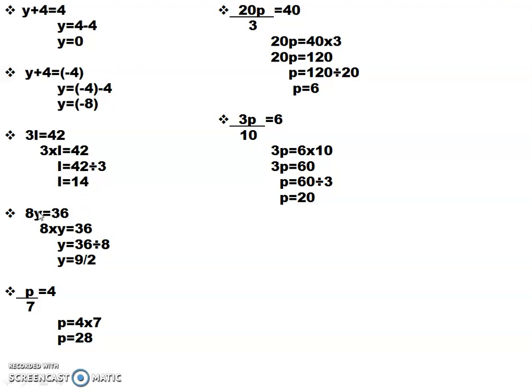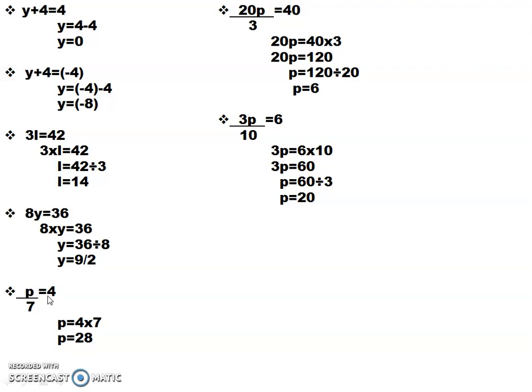Now one more example. 8y. What do you mean by 8y? 8 into y. 8 into y equal to 36. Don't read it as xy. It is 8 into y. I want to take this multiplication to the other side. What happens? It becomes division. So 36 divided by 8. It is not possible completely, so we will leave it as a fraction.